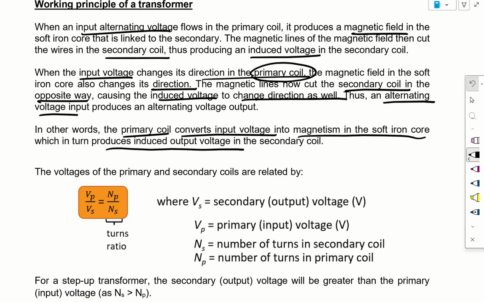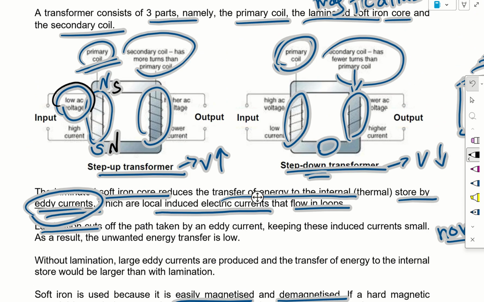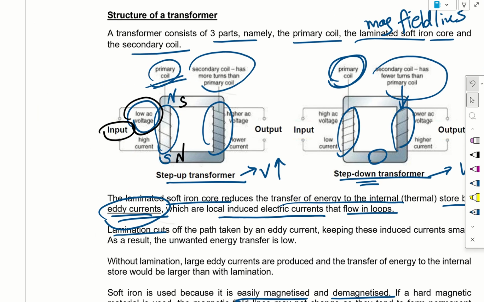Okay, so how do we produce all these magnetic field lines? We actually have an AC voltage, because the direction of the current changes constantly. Therefore, the magnetic field lines will also change constantly. So where does the input come from?